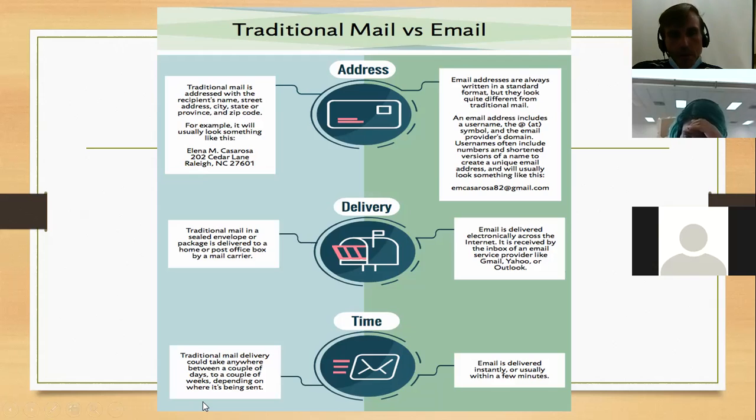And then time. So we go from delivery and now time. In the case of traditional mail, delivery can take anywhere between a couple of days to a couple of weeks, depending on where it's being sent. Whereas in contrast, email is delivered instantly or usually within a few minutes. So those are some of the contrasts between traditional mail and email as it pertains to these three topics: address, delivery, and time.